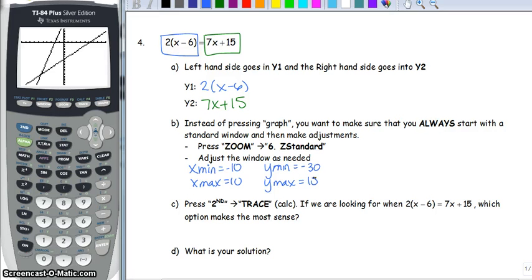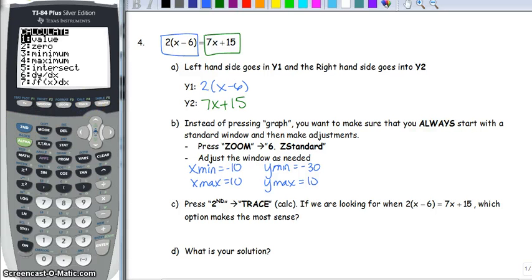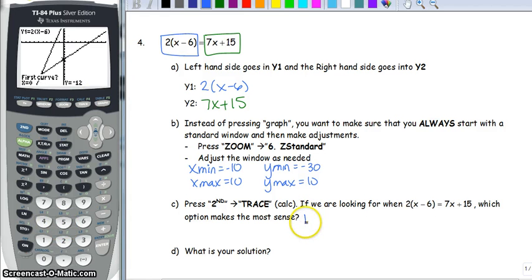So if we look at the problem, we want to find out when the left side equals the right side. So hit second trace. If I want to find out when those two things equal each other, the only logical choice, the only option that's going to make sense is I'm looking for when they're going to intersect each other. So I'm looking for the intersection. Anytime you want to find out when two things equal each other, you're looking for the intersection.